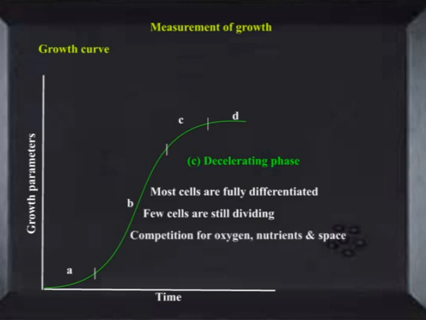There is also a shortage of oxygen, nutrients, and space due to the high number of cells, and accumulation of metabolic waste products which inhibits growth, and also there is limited acquisition of carbon dioxide, as in the case of plants.